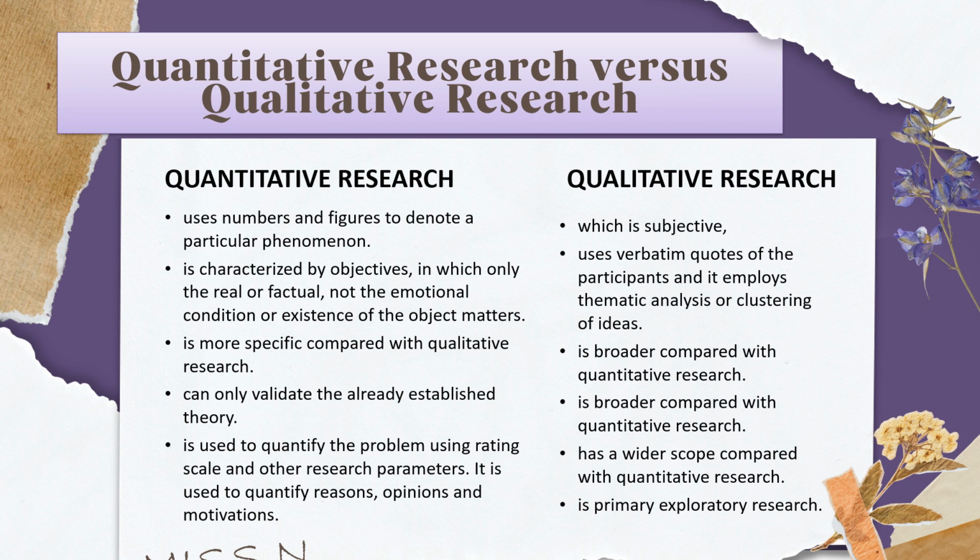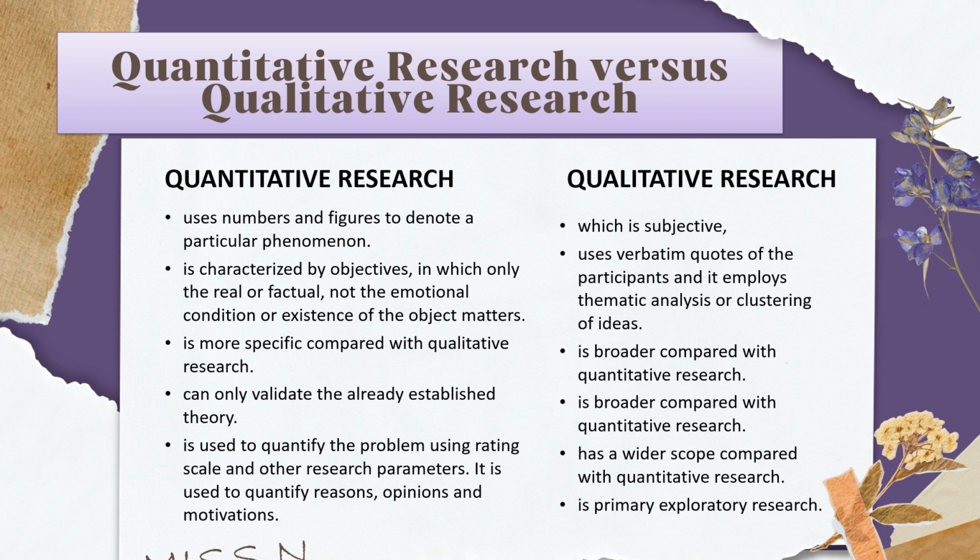It requires the researcher to focus his full attention on the objectives of the study. By doing this, he tends to exclude his own thoughts and feelings about the subject or the topic. Quantitative research is described as objective research, while qualitative research is described as subjective. Quantitative research is characterized as objective, in which only the real and factual matter, not the emotional or the existence of the object.